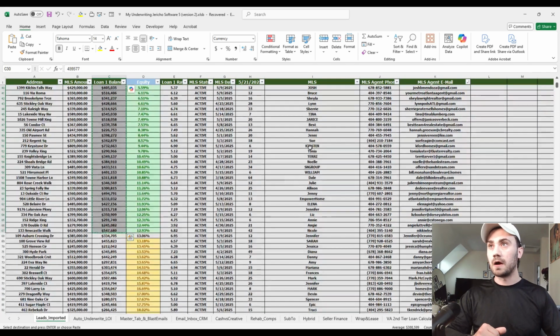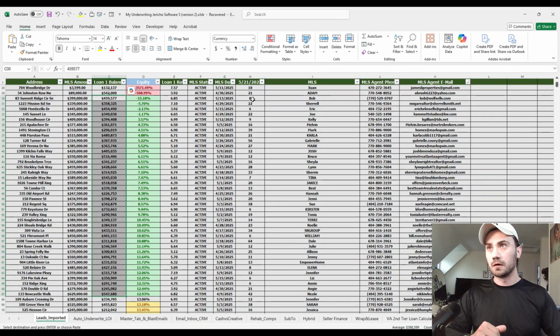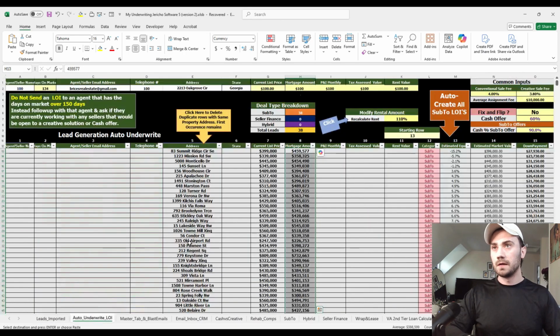So now what do we need? Now we need the days on market because the seller is going to receive a cash offer from us. And the cash offer is more to give a reflection to the seller of what a conventional offer would look like. The cash offer is more than likely not going to be accepted by the seller, but we want to have a compare contrast baseline between a subject to creative finance transaction and a cash offer.